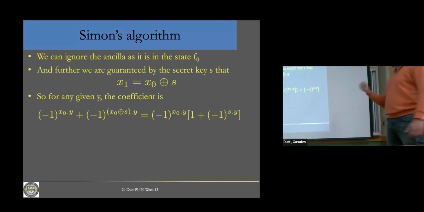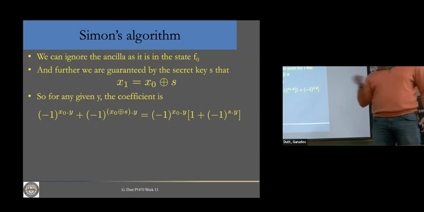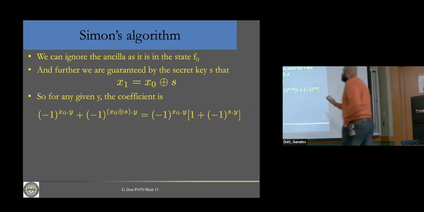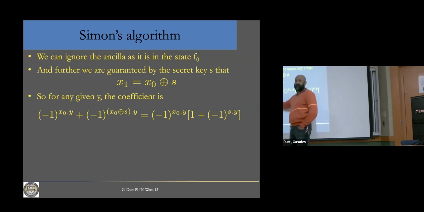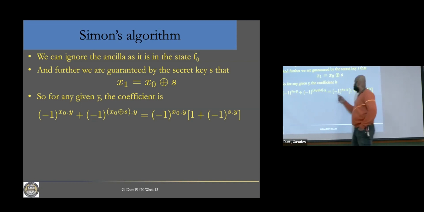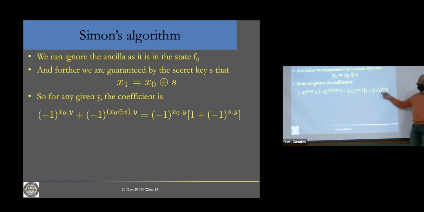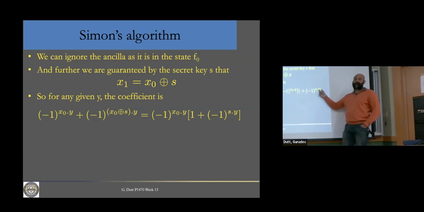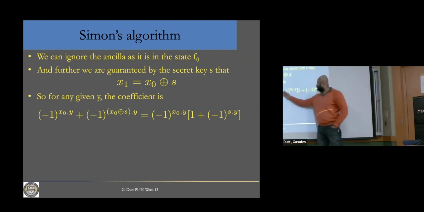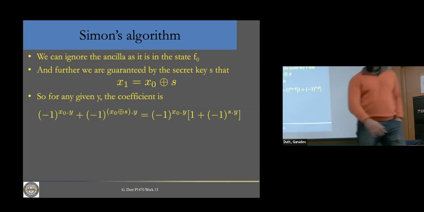So that's for any given y, of course. I mean, y is changing. There's still a summation over y left behind in that superposition. But for any given y, that coefficient is minus 1 to the x naught dot y plus minus 1 to the x naught plus s dot y, which I can simplify as minus 1 to the x naught dot y, and then just take it outside, and I'm left with minus 1 to the s dot y. Okay, good. I'm just factoring out minus 1 to the power x naught dot y.